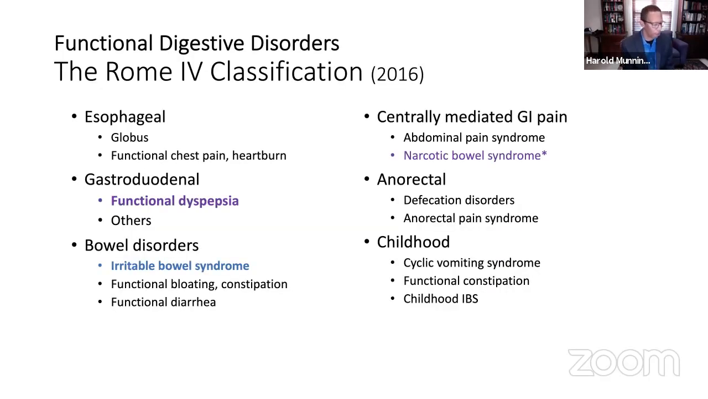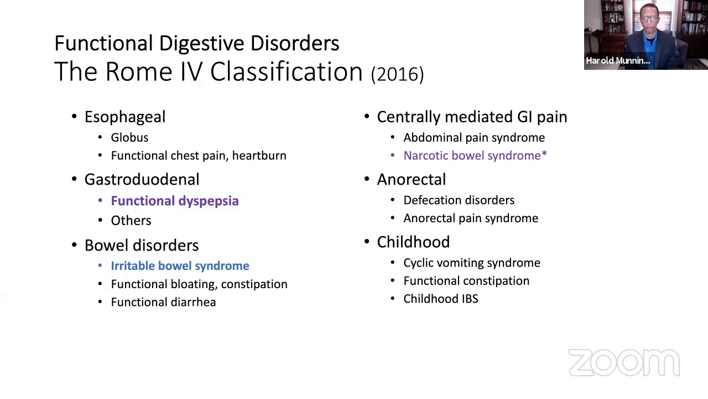So the Rome Foundation has now classified the functional digestive disorders into a manageable system. There are esophageal, gastroduodenal, bowel, centrally mediated, anorectal, and childhood digestive disorders that have a Rome classification. Globus, we used to call it globus hystericus, but hystericus is not a good thing to have on someone's chart. But the globus sensation is a functional disorder.